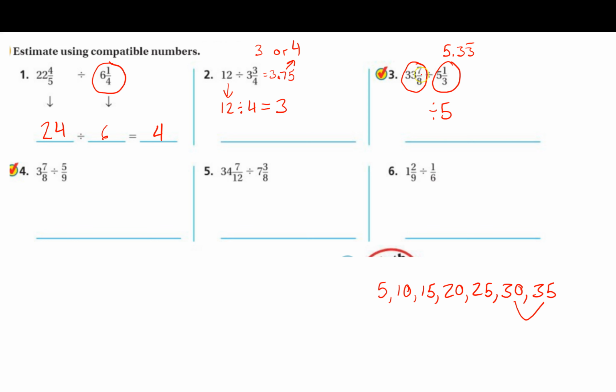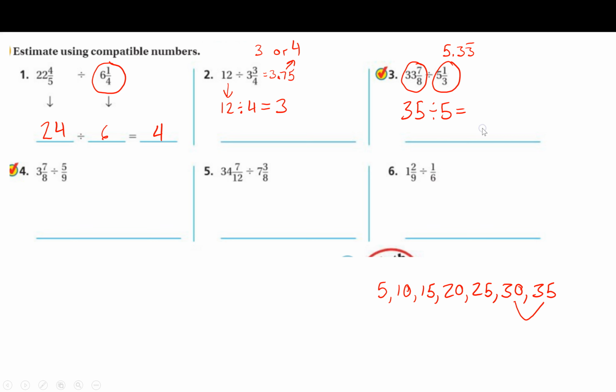Well, 33 7/8 is almost 34, which is very close to 35. So that's going to be my estimate. So 35 divided by 5 is 7. So I know my answer is going to be about 7. Okay.